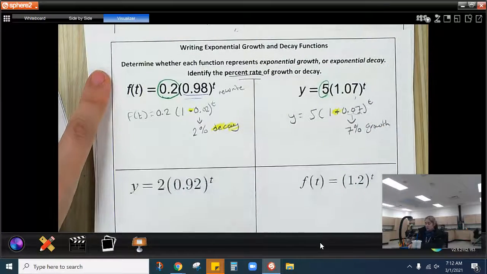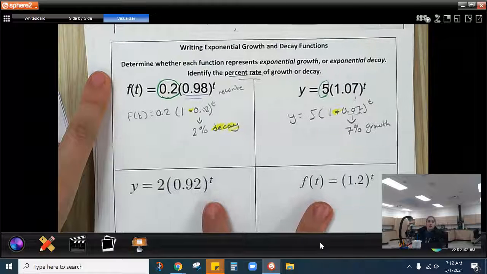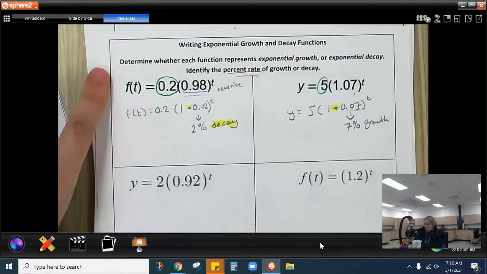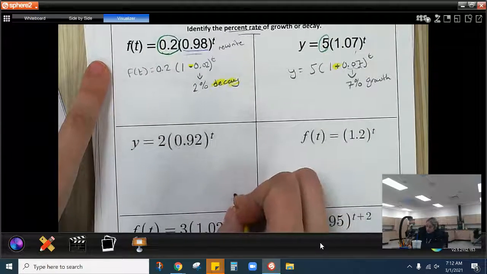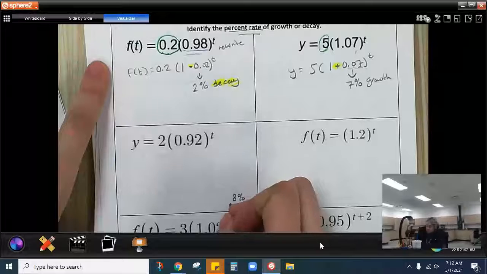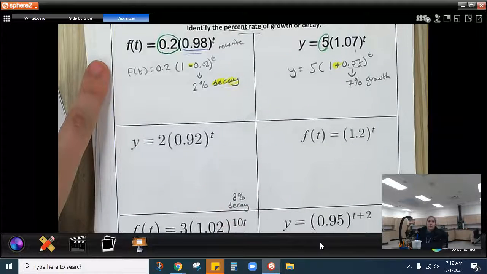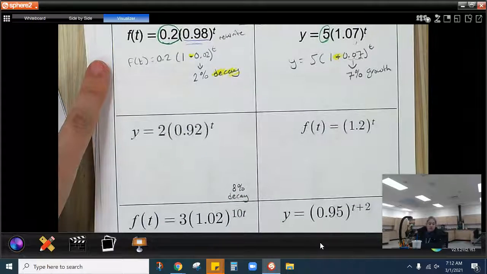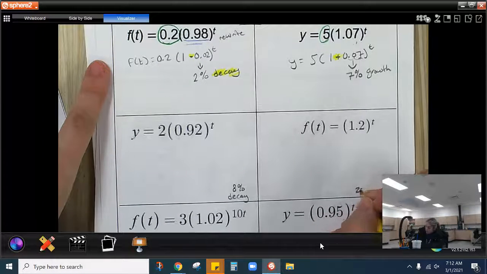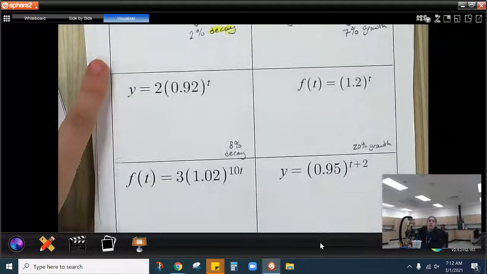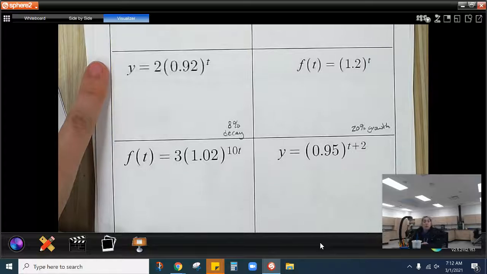All right, I'm going to let you take a minute to try these two out. Okay, take a minute, try these two out. So for this one, you should have gotten an 8% decay. All right, 8% decay was the answer. If you're interested in seeing the work, I encourage you to check out my answer key. And then for this one, you should have gotten a 20% growth. All right, 20% growth. These two are a little different, and I want to point them out because you actually need to use your exponential rules.